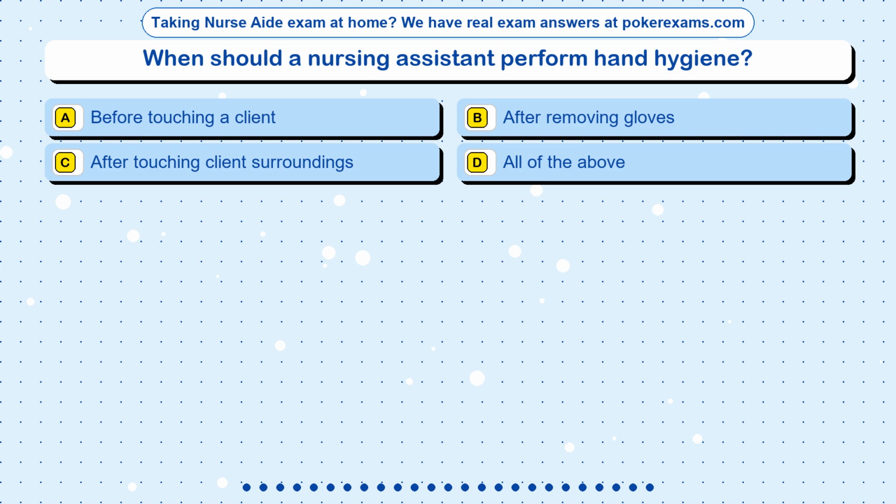Question 7. When should a nursing assistant perform hand hygiene? Option A. Before touching a client. Option B. After removing gloves. Option C. After touching client surroundings. Option D. All of the above.